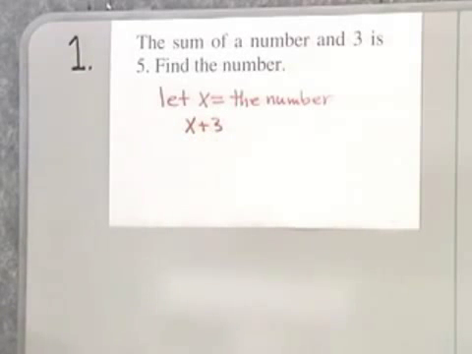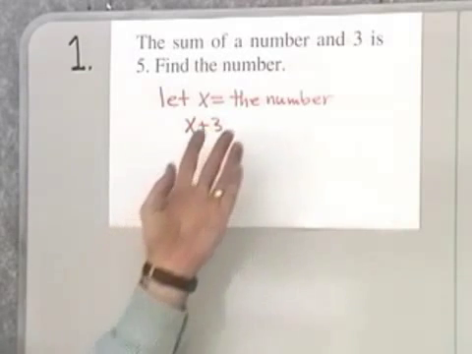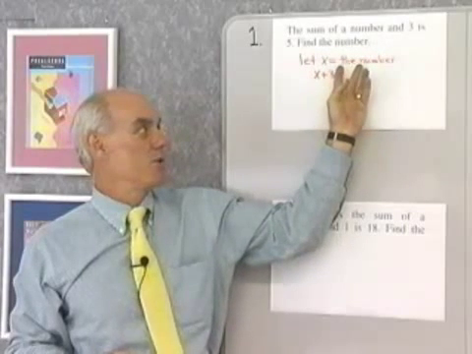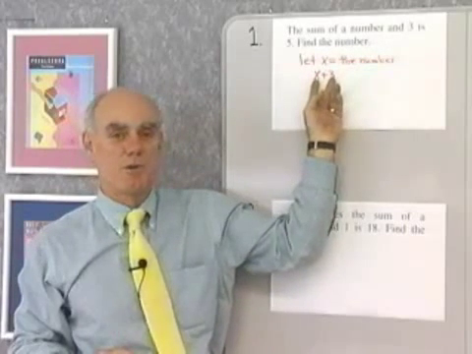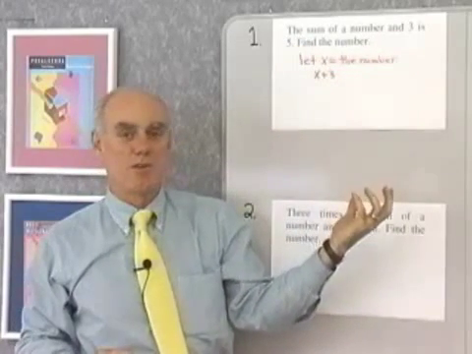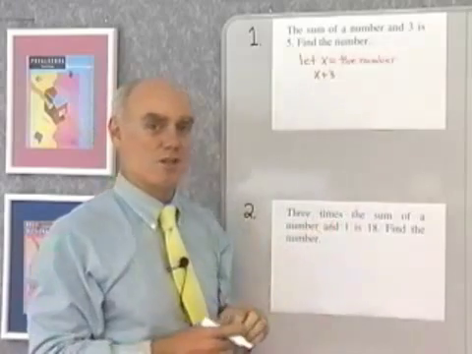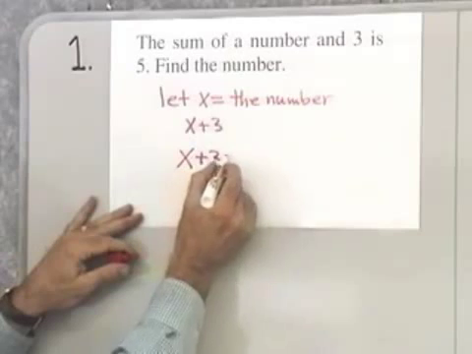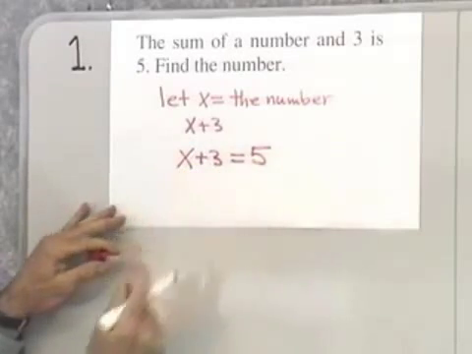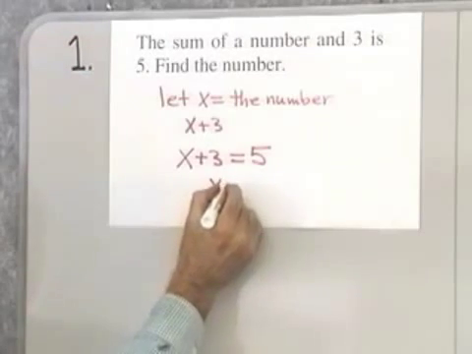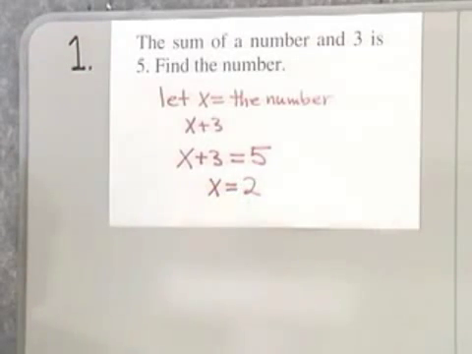Now, step 3, what I want to do is reread the problem and write an equation that describes the situation. So I have the sum of a number and 3 is equal to 5. I've let x be equal to the number. I know that the sum of the number and 3 is x plus 3. Now, as I reread the problem, I see that the sum of the number and 3 is 5. So that will give me the equation that will describe the situation. The sum of the number and 3 is equal to 5, so x plus 3 equals 5. The next step is to solve this equation, so I do that. I think you can just see that the solution is x equals 2.